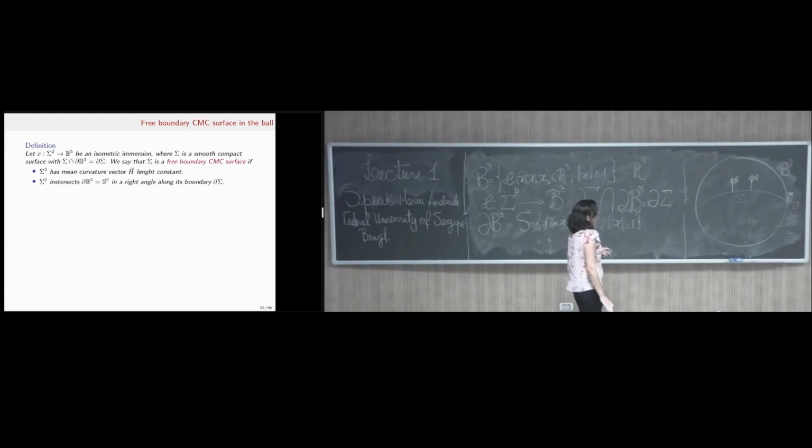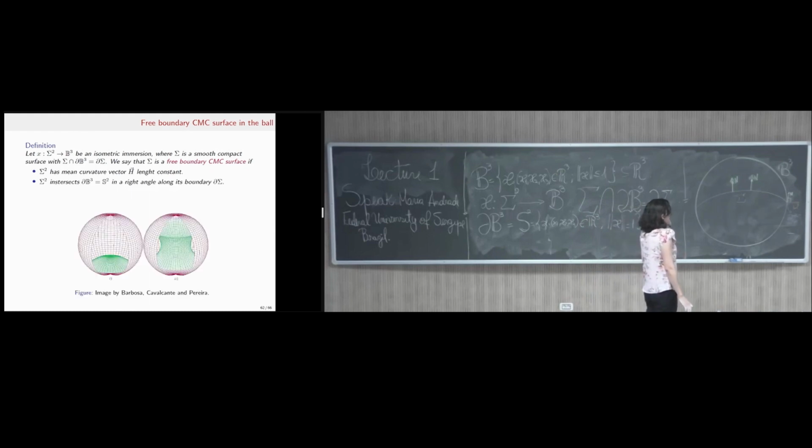In the same way that I defined a CMC surface, you can define a minimal surface, but now the mean curvature is equal to 0. Another observation is that I work here with a surface in the ball, but you can make the same definition in other settings, for example in other manifolds. The same definition.